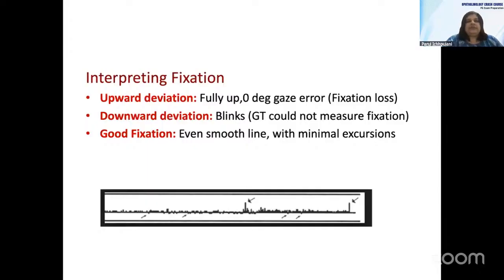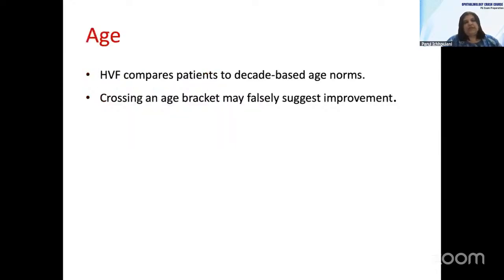Always interpret fixation. Look at the gaze tracker. We would want an even smooth line with minimal excursions. But if the gaze track shows upward deviation fully up, that means fixation is lost. And if there are a lot of downward deviations, it means that the patient was blinking during the test.